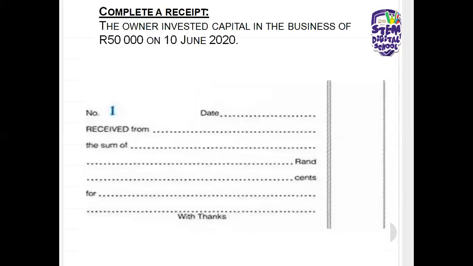Okay, and then how to complete the receipt. Like I said, you need to fill in the date, from who did you receive the money, the amount in words and figures, and for what was it, and the person must sign who is writing out the receipt. And like in this case, you will see number 1, because every source document is having a specific document number.